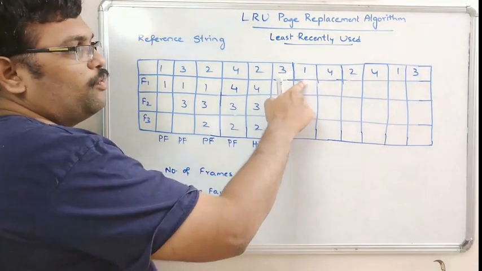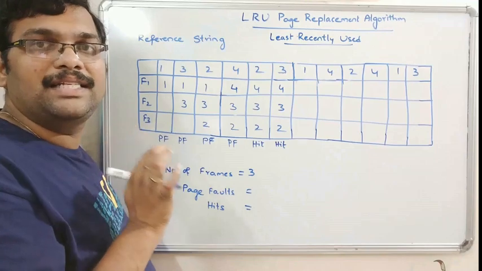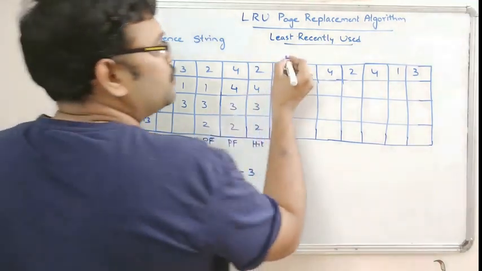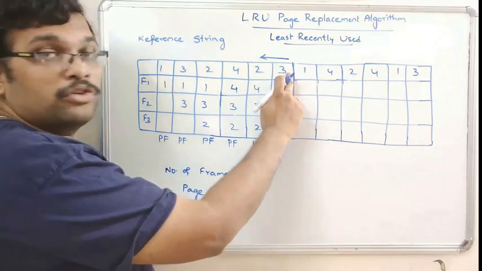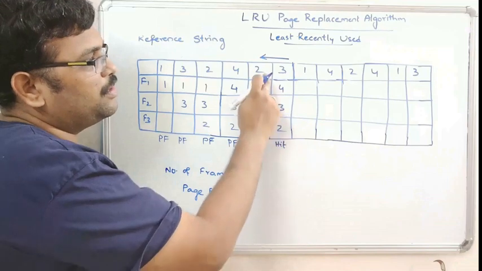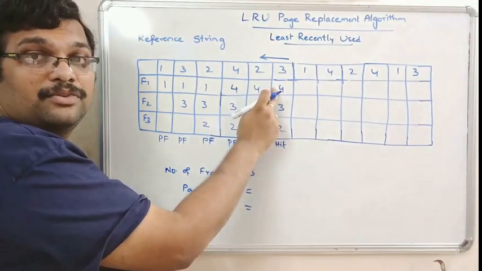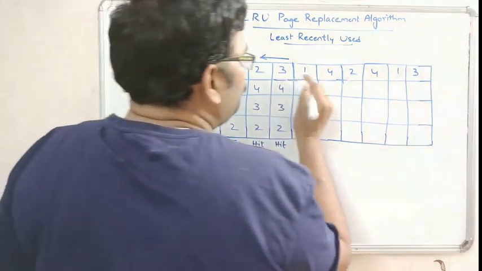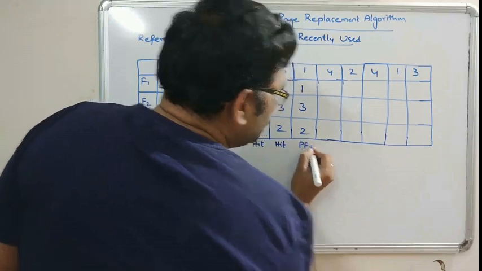Now 1. So 1 is not available in the main memory. So we have to find out the least recently used page. So travel towards the left. So 3 is the most recently used. 2, the next recently used. 4. So among these 3, 4 is the least recently used. Replace 4 with 1. So it is a page fault because it is not available.